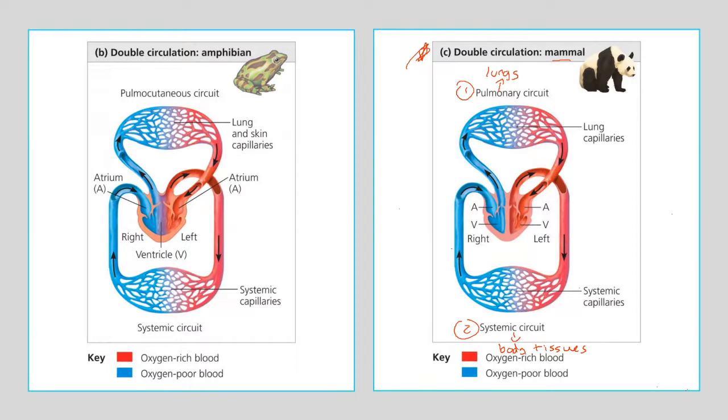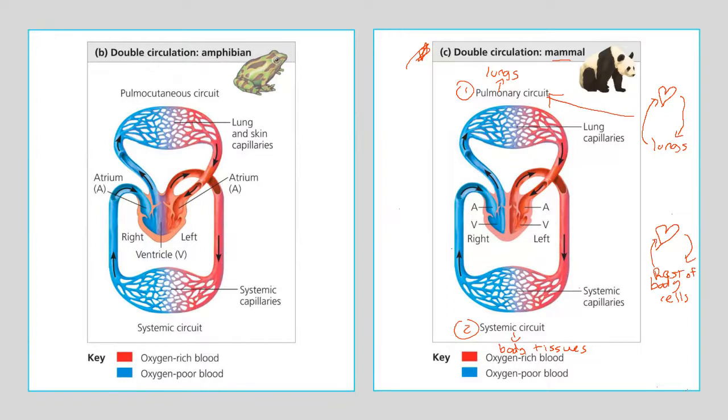The pulmonary circuit is going to go from the heart, I'm going to draw a little heart here, to the lungs, and then from the lungs back to the heart. That's the pulmonary circuit. The systemic circuit goes from the heart to the rest of the body cells, and then back to the heart.